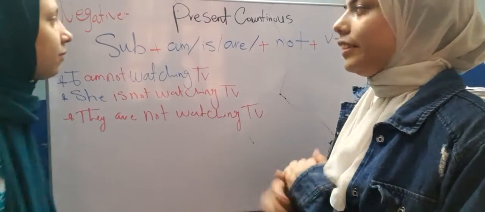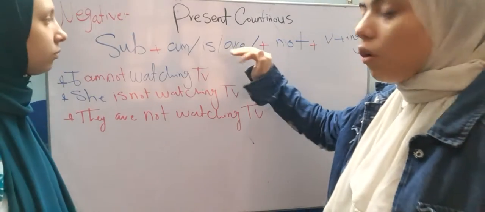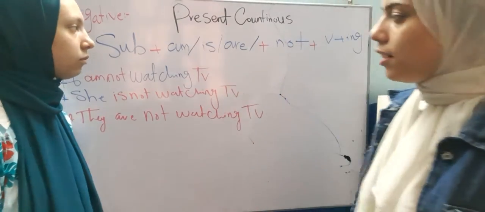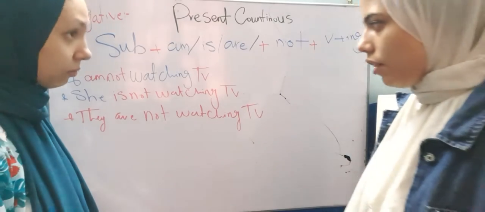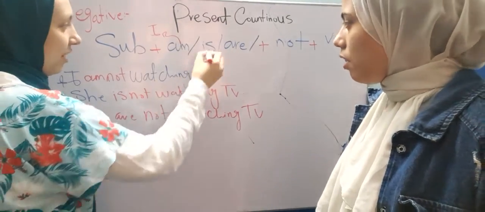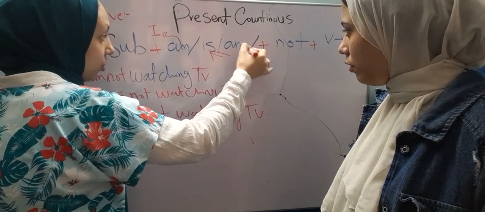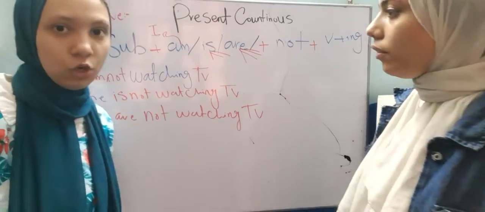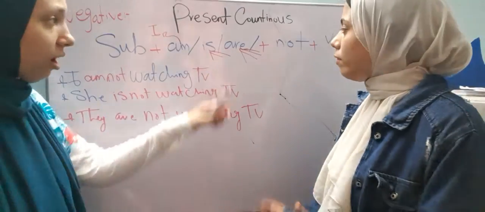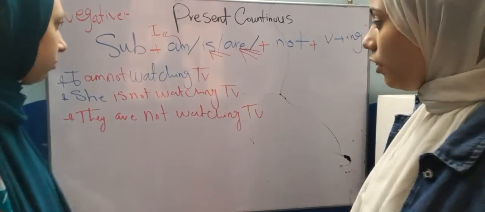All right, now with the negative. The negative comes with the subject, then am, is, or are, and it depends on the subject. If it's singular, I will say I am; he, she, it, or any singular noun, is; you, we, they, or any plural noun, are. Plus not, plus verb, plus ing.